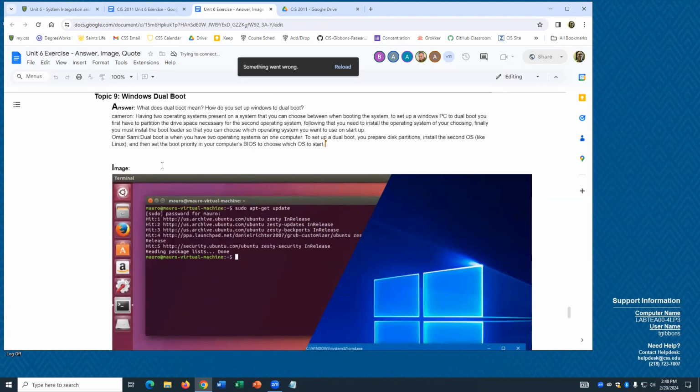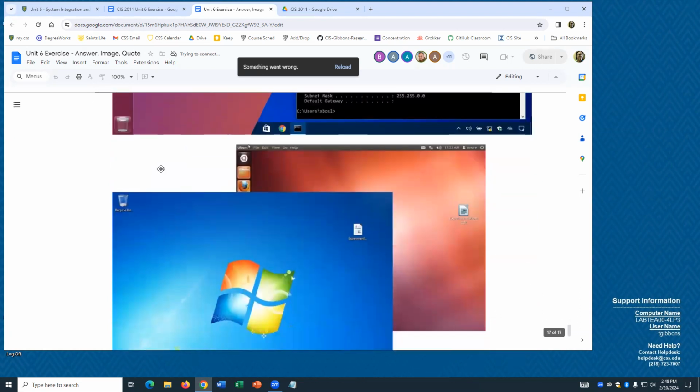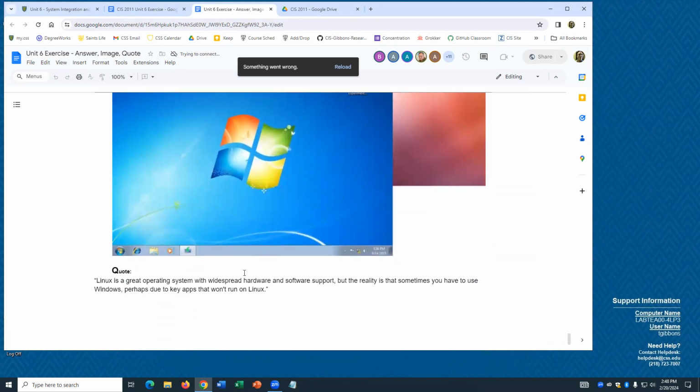And it sounds like none of you are dual booting your Windows machines. But one of the things you can look at is dual booting with Linux, so that you can boot your Windows machine also in Linux.